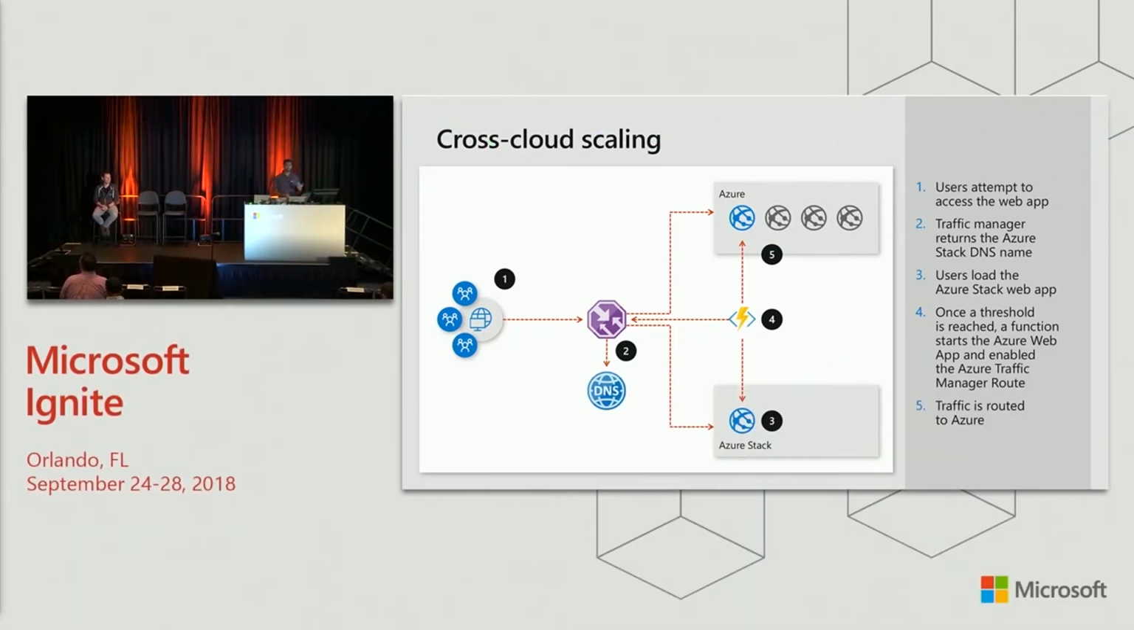The web app is deployed and spun up and scaled automatically because I have telemetry that's consistent across clouds and can make that decision. And using a serverless function, I can easily start that up. We'll actually show you an example of this later.